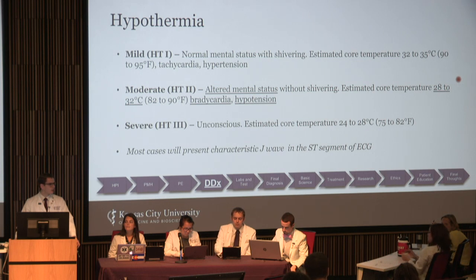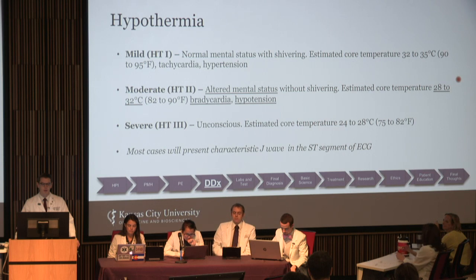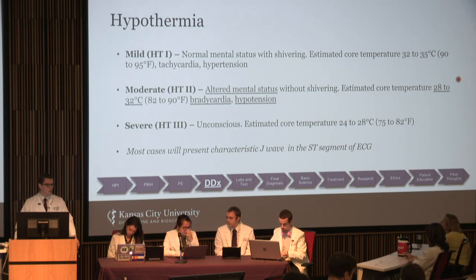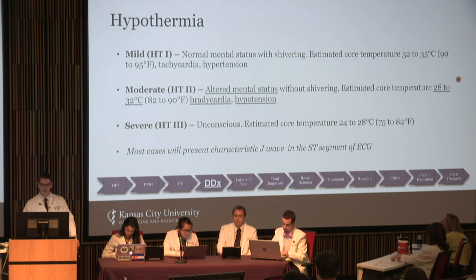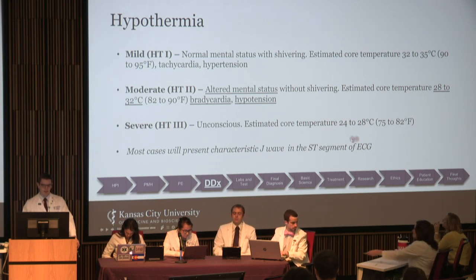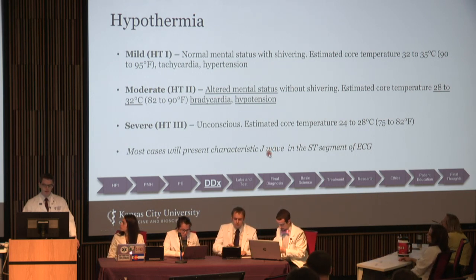The last diagnosis we will look at is hypothermia. There are 3 degrees of severity to hypothermia: mild, moderate, and severe. Based on our patient's presentation, we will be looking at moderate. In a moderate case of hypothermia, a patient will have an altered mental status, they will not shiver, and their estimated core temperature will be between 82 and 90 degrees Fahrenheit, or 28 to 32 degrees Celsius. They will have bradycardia and hypotension. Lastly, with hypothermia, there is an indicative J wave seen in the EKG, which we will look at shortly.